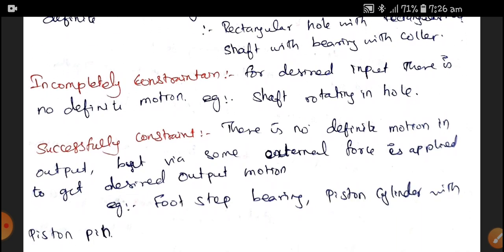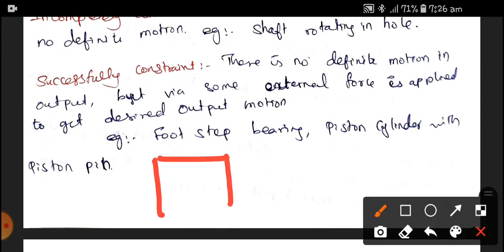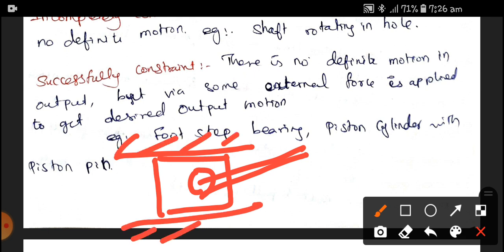Next one is the successfully constrained motion. There is no definite motion in the output by itself, but some external force is applied to get the desired motion. For this, a better example is a footstep bearing, as well as a piston cylinder arrangement with the piston pin. If we have a piston cylinder arrangement and the connecting rod is coupled by means of a pin, here the definite motion is there by means of the piston. For the reciprocating as well as the turning motion, the piston pin is coupled. So it forces the piston to move only in linear motion.